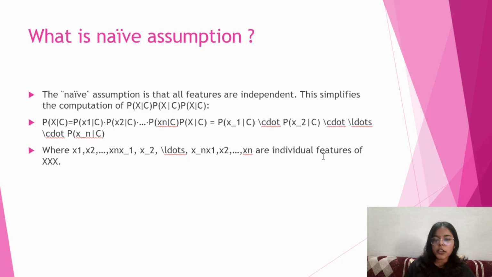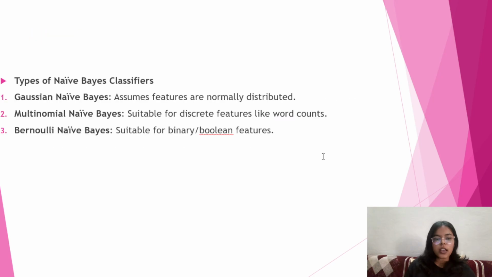And now, types of Naïve Bayes classifier. There are three types of classifiers: Gaussian, Multinomial, and Bernoulli. The first one, Gaussian, assumes features are normally distributed. Multinomial is suitable for discrete features like word counts, and Bernoulli is suitable for binary or Boolean features.